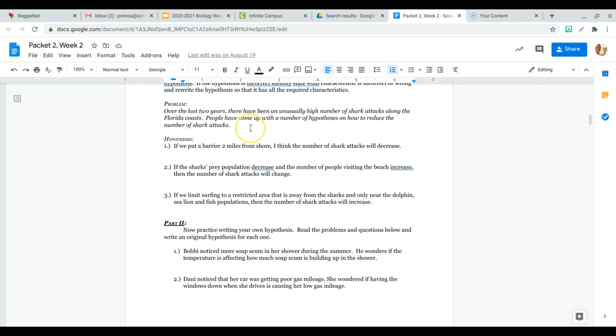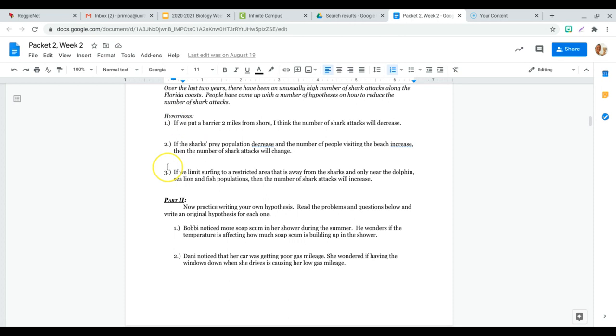Over the last 2 years, there have been an unusually high number of shark attacks along Florida coasts. People have come up with a number of hypotheses on how to reduce the number of shark attacks. All of these are poorly written. Here's a hint. So number 1, if we put a barrier 2 miles from shore, I think the number of shark attacks will decrease. Remember, don't use words like I think or in my opinion or I believe. You cannot test those things. Also, it's not written in if-then format. All you had to do was cross this out and put then there, and it would have been well written.